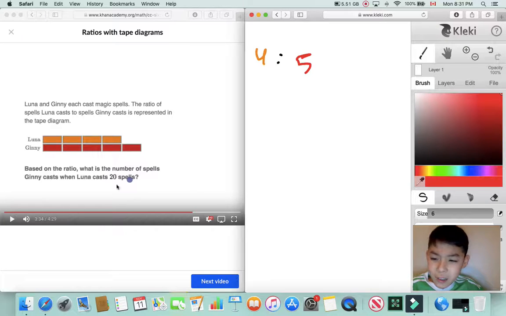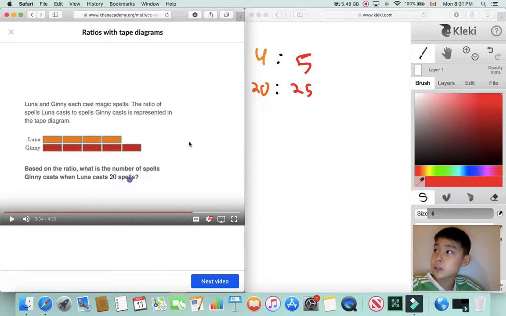So what if Luna cast 20? Be careful of the wording because they can both get to 20, remember. Well, that's a better orange. To what? So that's times 5. So times 5, 25. So that is 25. Pause this video, see if you can work it out.